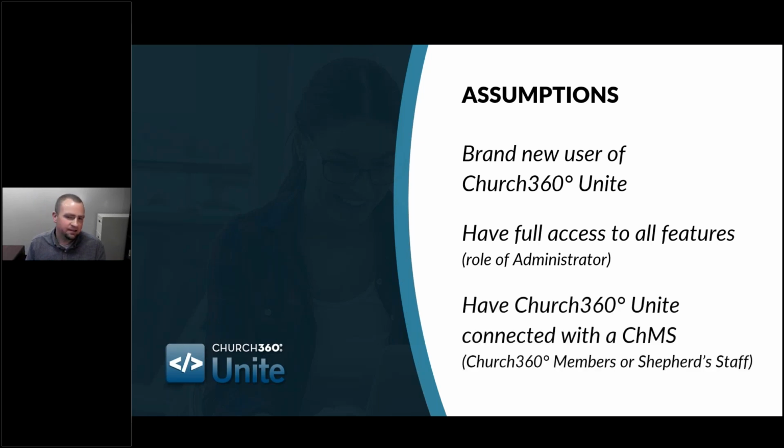And finally, and this is an assumption, but it's more to clarify what you're seeing. I'm assuming you have Church360 Unite connected with a church management software, and that specifically is Church360 members or shepherd staff. There are a few features that come with having that connection. Very few that are unique to that connection. Most of what you'll see you can get through just entry. If you don't have your church management software connected, that's fine.